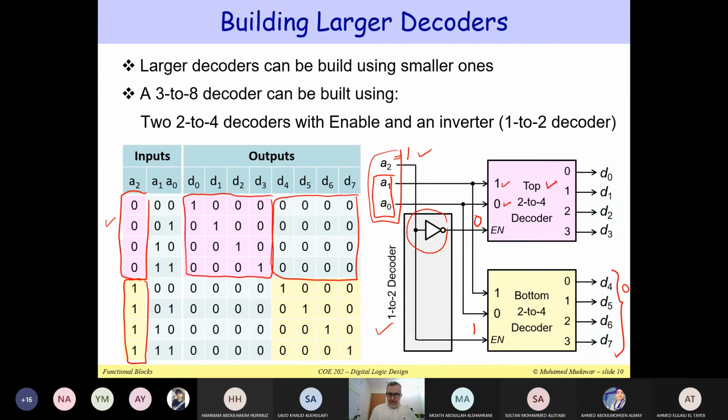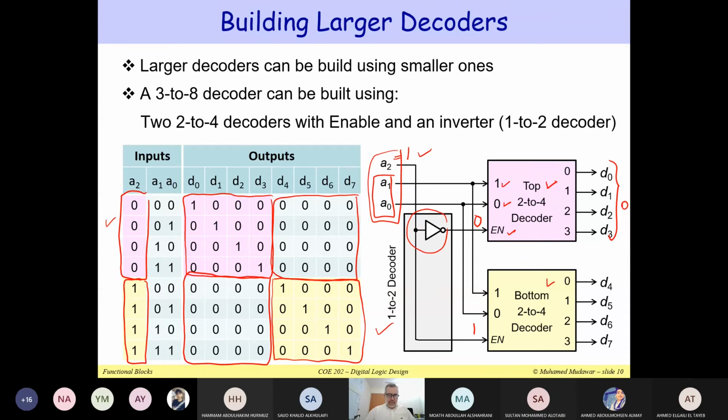So notice that if A2 is equal to 1, the top decoder will be disabled. So all of these will be zeros. While here you have one of the outputs, D4, D5, D6, D7, one of these outputs will be equal to 1. So D0 through D3 will be all zeros, and one of the outputs, D4 to D7, will be equal to 1. So now what we have done is that we have used 2 small decoders, a top one and a bottom one, which are 2 to 4, to implement a large decoder, which is a 3 to 8.